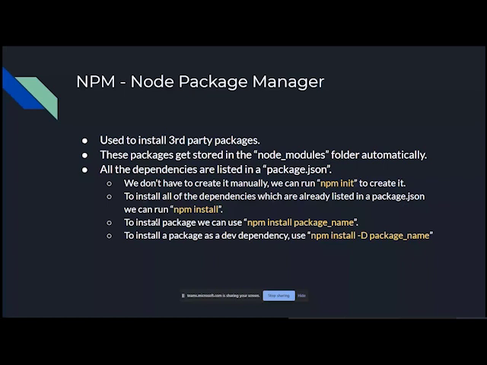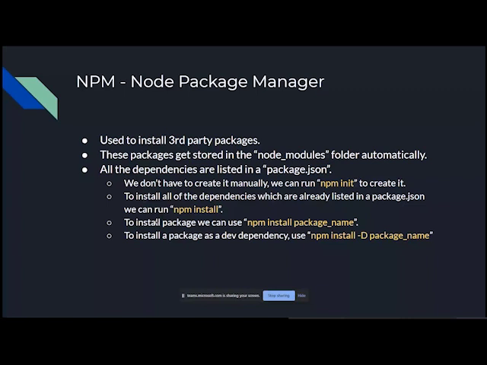To install the dependencies that are already listed in package.json, we can use npm install. Like when we clone any repository from GitHub, we will first run npm install to install all the dependencies from our package.json. To install a package, we will use npm install and the package name. To install a package as a dev dependency, we will use npm install -D package name. Dev dependency means it is required only for development purposes.